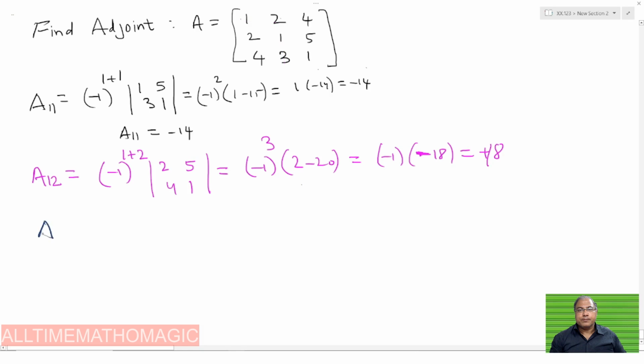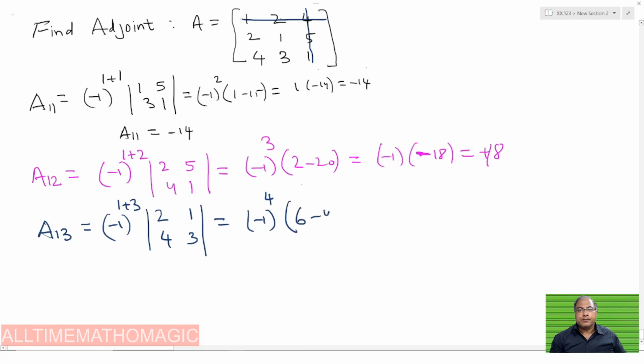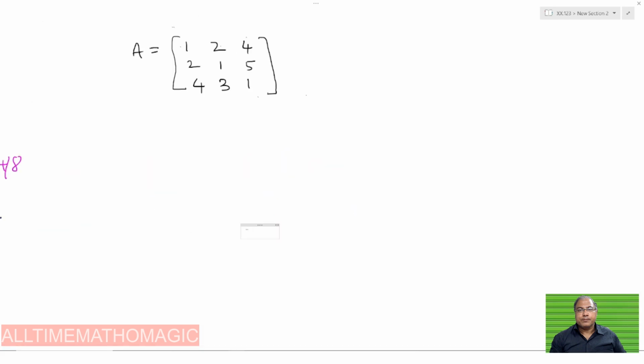After that, we will find out A13, that is minus 1 raised to 1 plus 3. Delete the first row and the third column. What are the numbers left? 2, 1, 4, 3. So that is equal to minus 1 raised to 4, here is 6 minus 4. So plus 1 into 2, that is equal to 2.